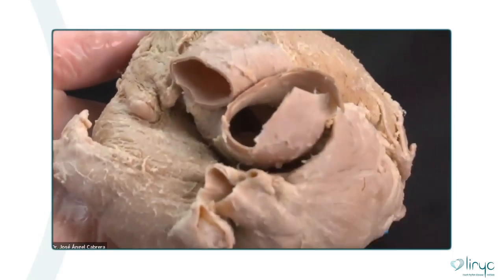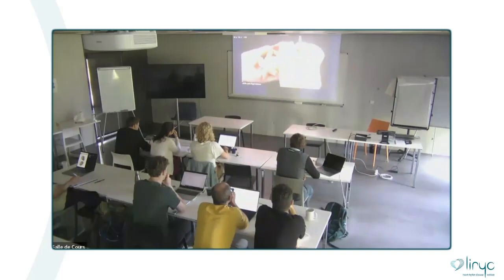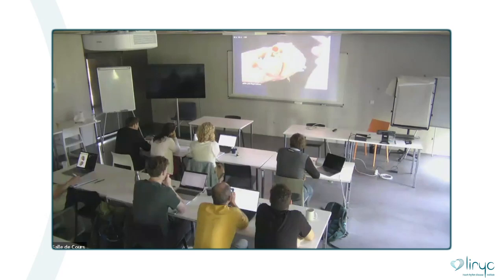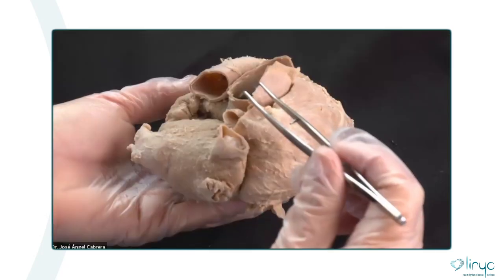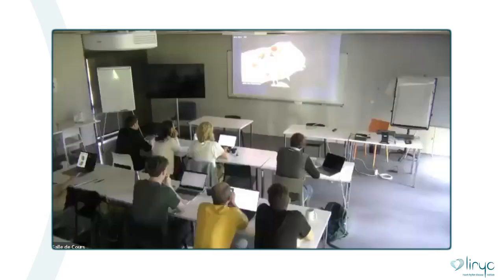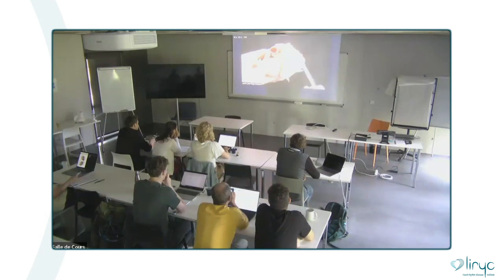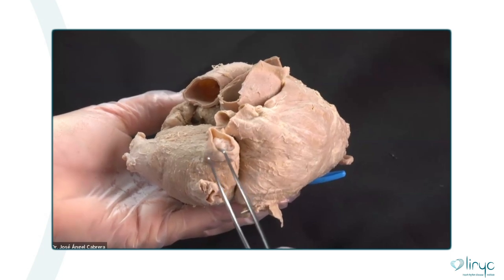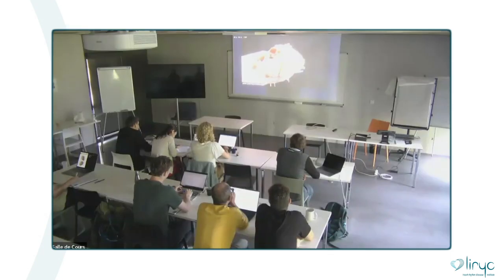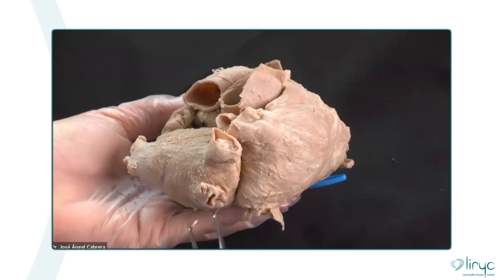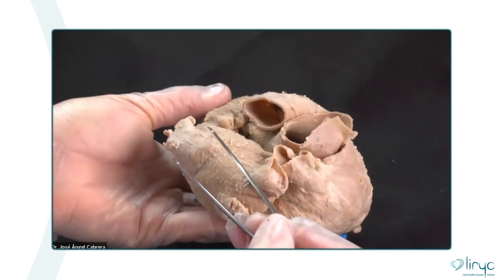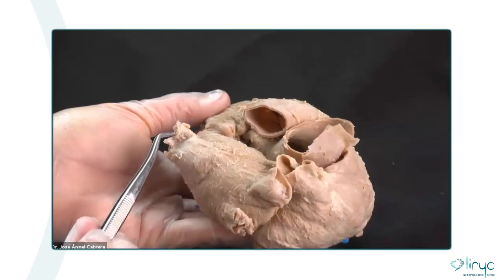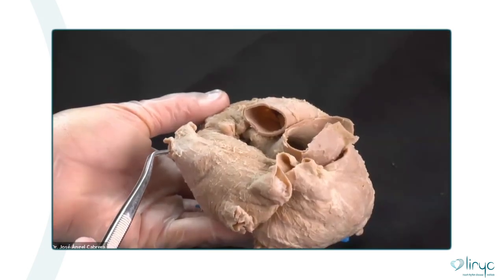Let's zoom and note in this specimen that the pulmonary artery is anterior to the aorta and the left atrium is posterior to the right atrium. This is the right superior pulmonary vein. This is the right inferior pulmonary vein, and in this case we are going to see this is the common ending for both the left superior and left inferior pulmonary veins.